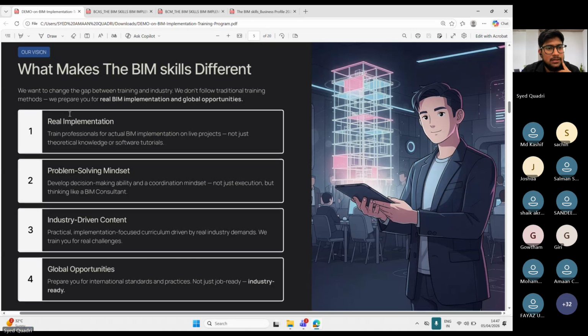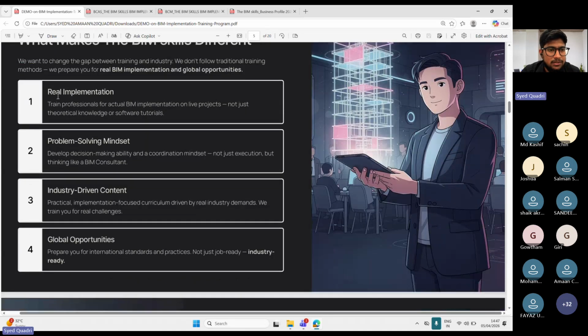First thing, real implementation: to train professionals for actual BIM implementation on live projects. We have some projects from different locations, so directly in the training you will work on those projects. You will not just gain theoretical or software knowledge. Second thing, there should be a problem-solving mindset: develop decision-making ability and a coordination mindset, not just execution.